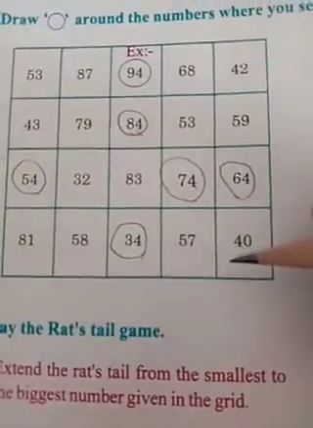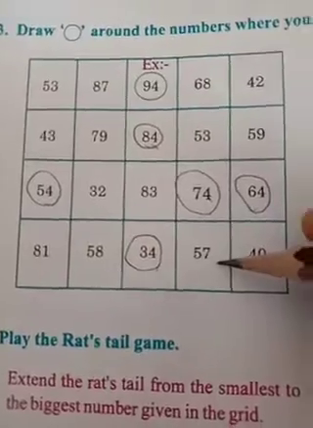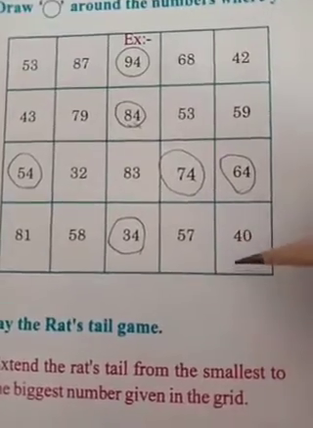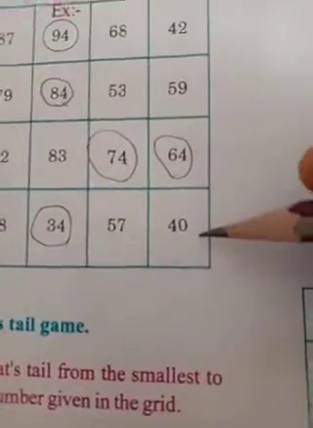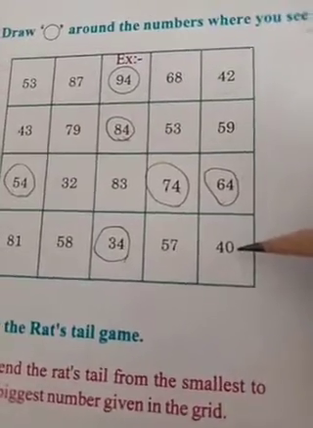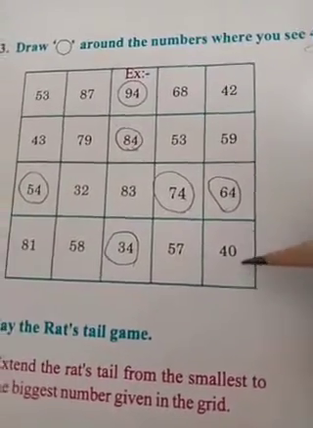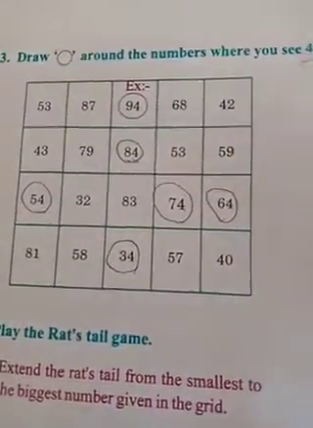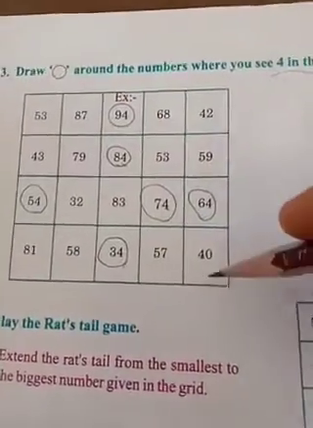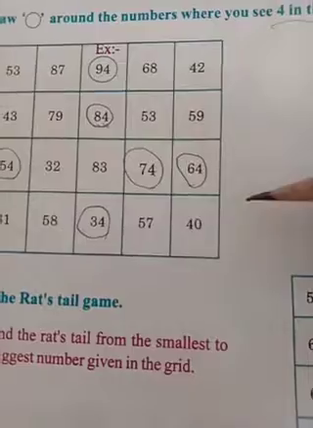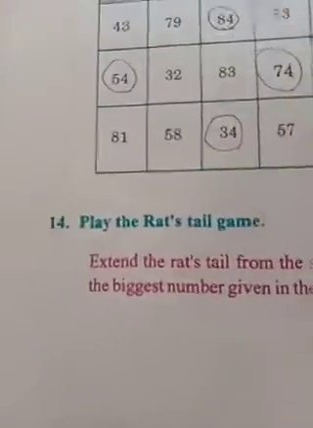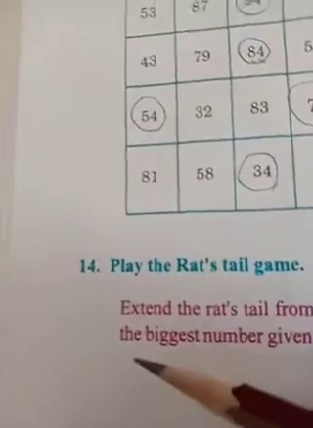So next number: 7 in ones place, 5 in tens place. 57. So here 4 is not there. Here 40. In which place is the 4? Ones place or tens place? Tens place. So no need for this number. 4 in the ones place means circle it. Is 4 in ones place in these numbers too? No, 4 is in tens place. So no need for this number. Okay, children? So next one, 14th bit.